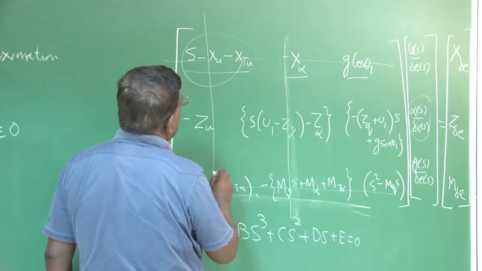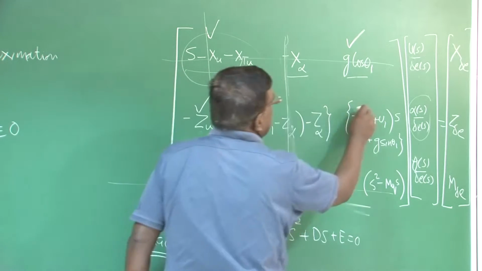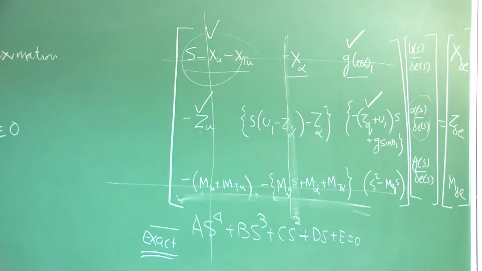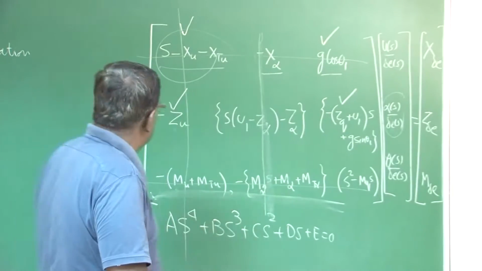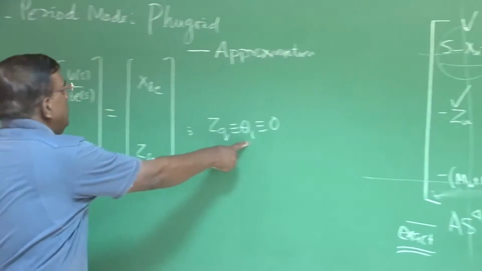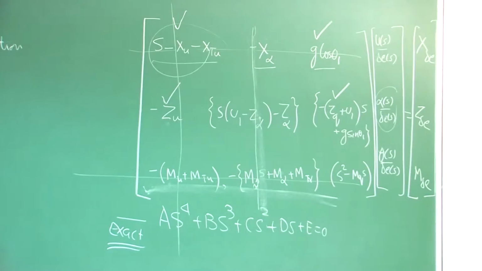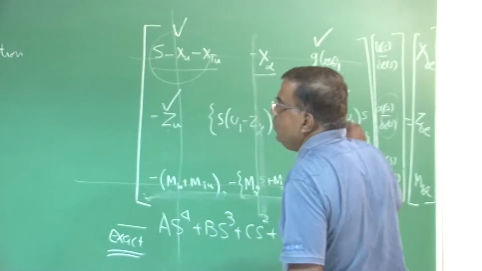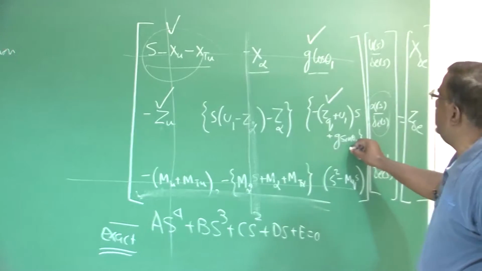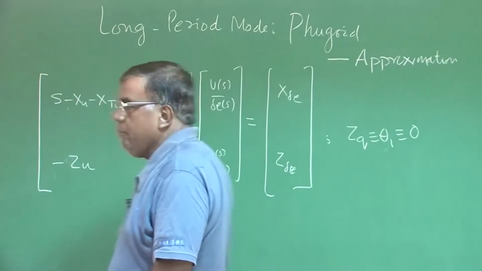Right. So, then I am left with this goes. So, what I am left with? I am left with this term, this term, this term, and this term. Right? That is exactly you find here S minus XU minus XTU, and for G cos theta 1, we are assuming theta 1 equal to 0. So, this is G is here, and for here minus ZU is here, and if you see here ZQ we have assumed to be 0, theta 1 is 0, so only minus U1S, and that is exactly here, right.